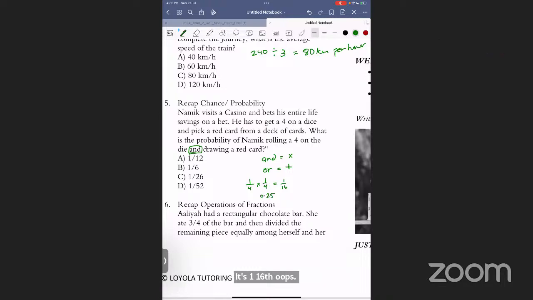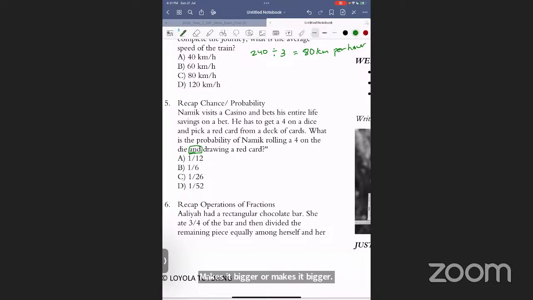0.25. And 1/16th, let me just double check what that is as a decimal. 1 divided by 16, it's 0.0625. As you can see, 0.25 is much bigger than 0.0625. So you can see how the fraction actually became lower. But on the other hand, if it was an addition, this becomes 2 over 4, which is 0.5, which is much bigger than 1/4. Do you guys understand? So in probability, adding makes it bigger.